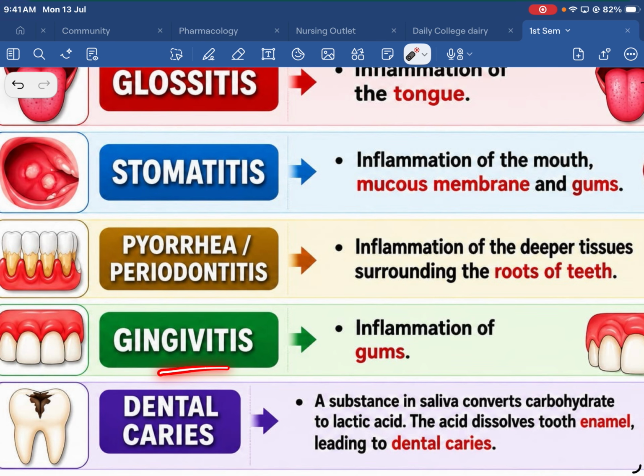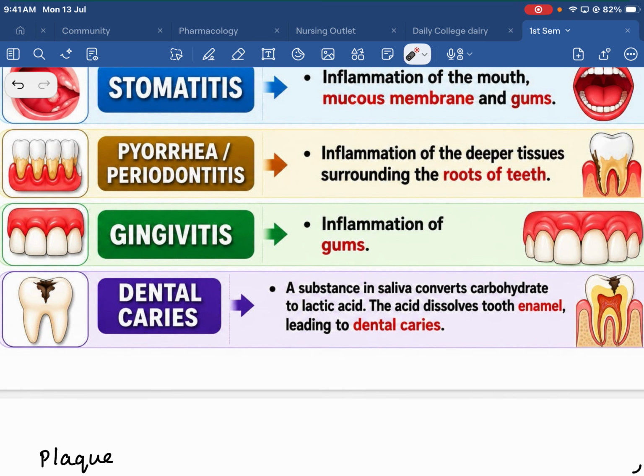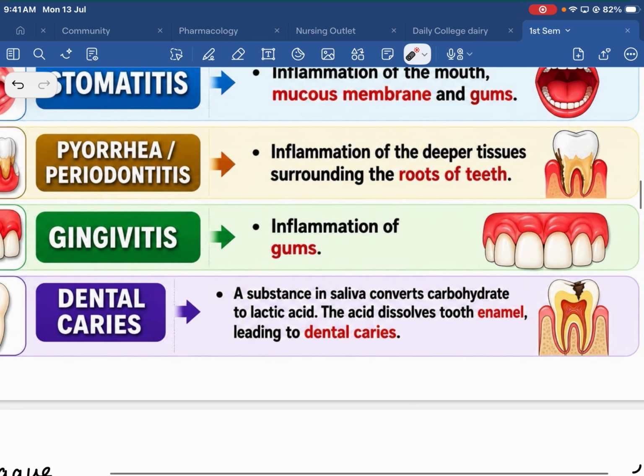Okay. So gingivitis means gums. If these gums are infected, then we call that gingivitis. Next, dental caries. Dental caries has a different story. I will tell you. This is not because of only bacteria.